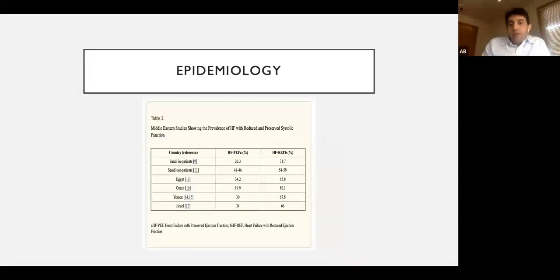All right, this is a summary study that was published by Dr. Shemeri from King Khalid University. It just shows you what are the percentages of people with heart failure with preserved ejection fraction and heart failure with reduced ejection fraction in your country. 30% with preserved ejection fraction, close to 70% with reduced ejection fraction.